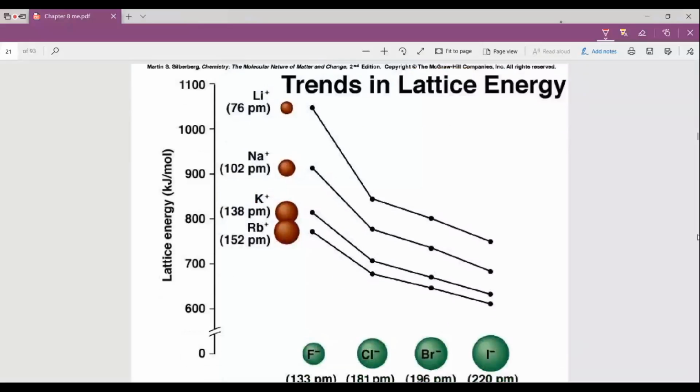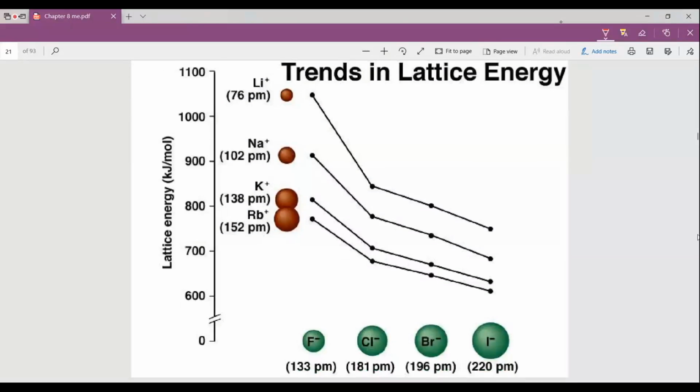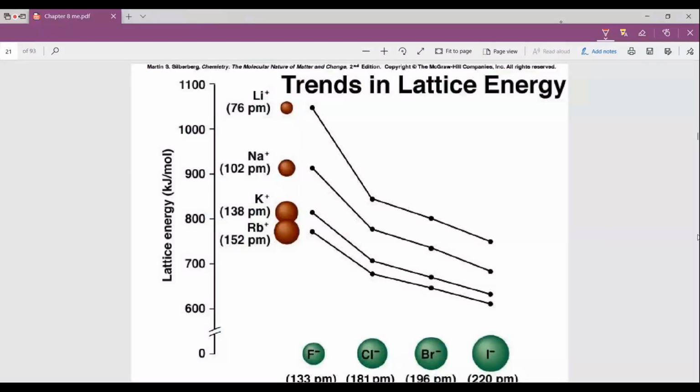So the trends in lattice energy. This shows the lattice energy values, comparing group 1 and group 17, down the group.